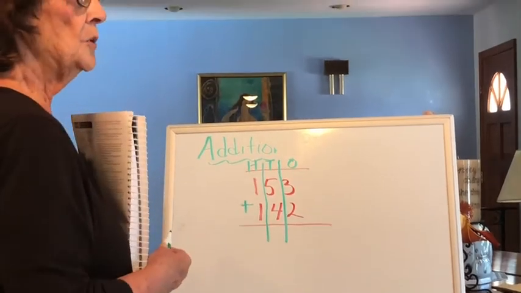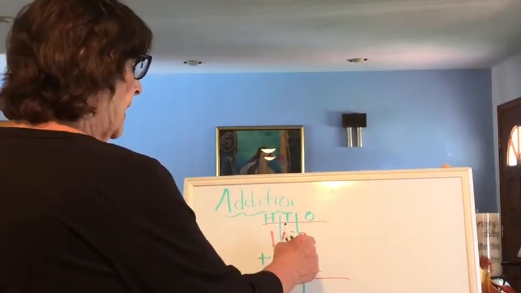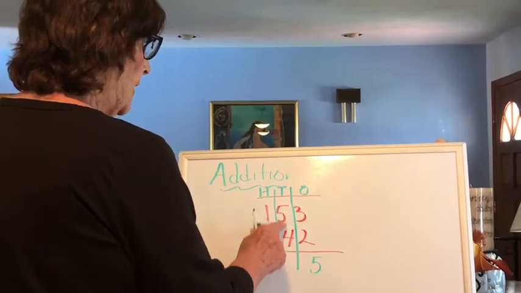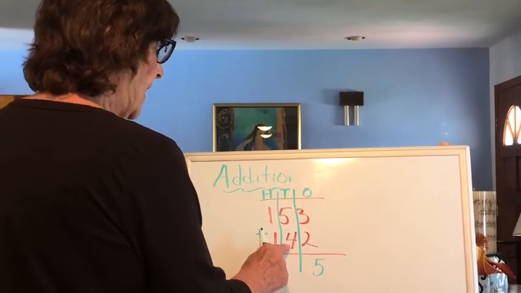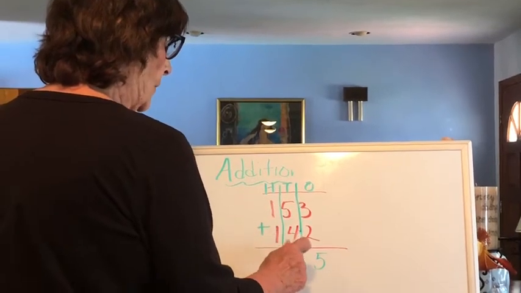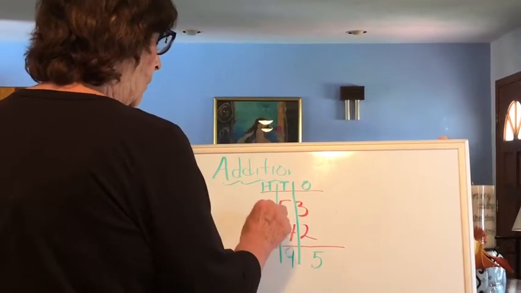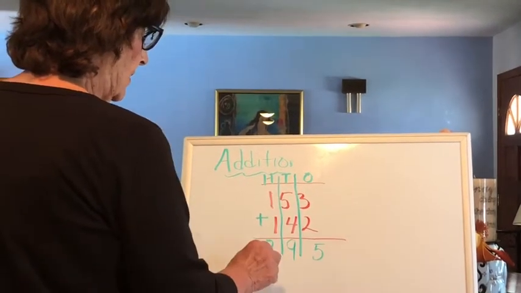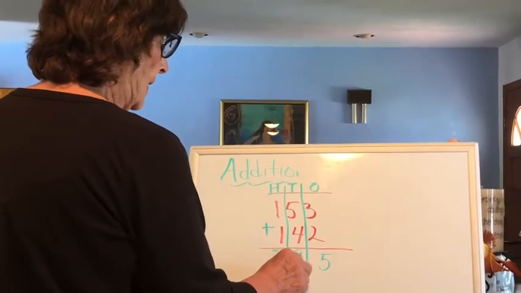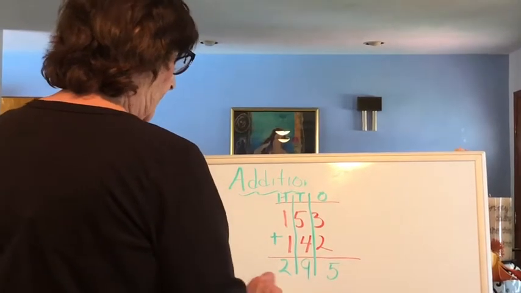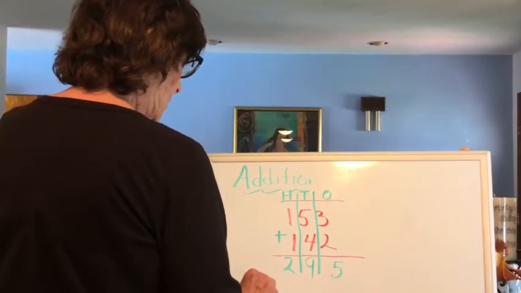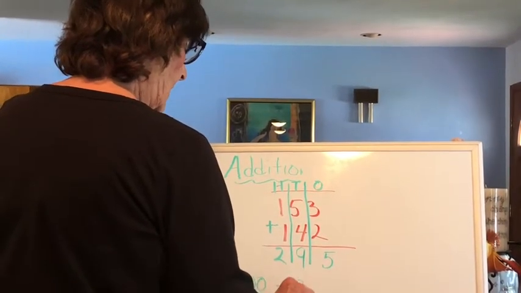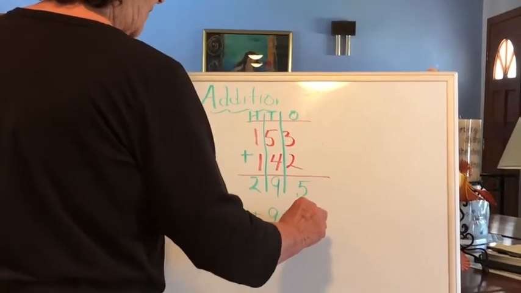We know that 2 plus 2 is 4, and 3 would be one more, so that would be 5. We know that 5 plus 5 is 10, 1 less would be 9. 1 plus 1 is 2. So in 2 days, they delivered 295 newspapers. If we expanded it, it would be 200 plus 90 plus 5.